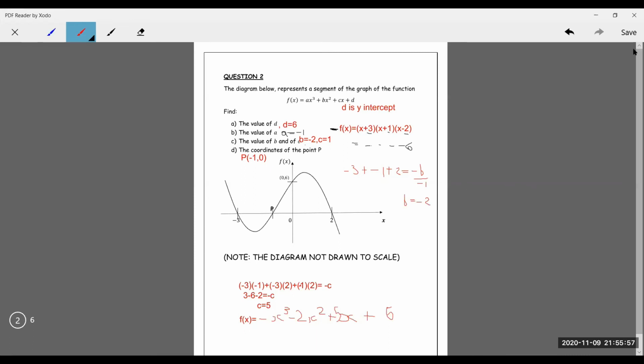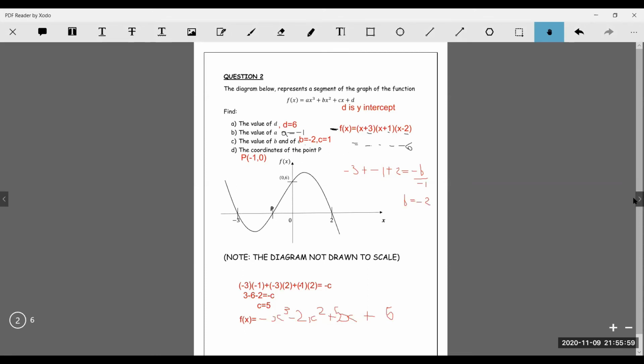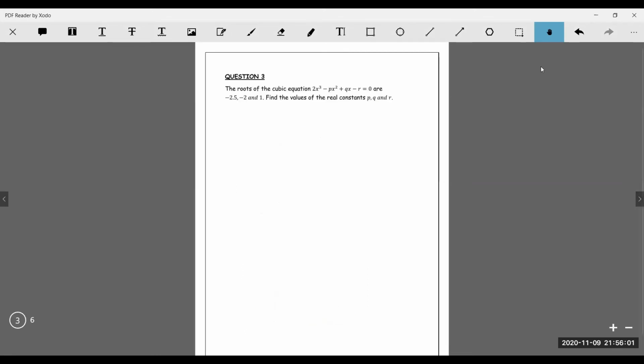Easy. Now let's go ahead and look at question 3. Question 3 gives us a cubic equation and it says the roots of the cubic equation 2x cubed minus px squared plus qx minus r equals 0 are minus 2.5, 2, and 1. Find the real constants p, q, and r.